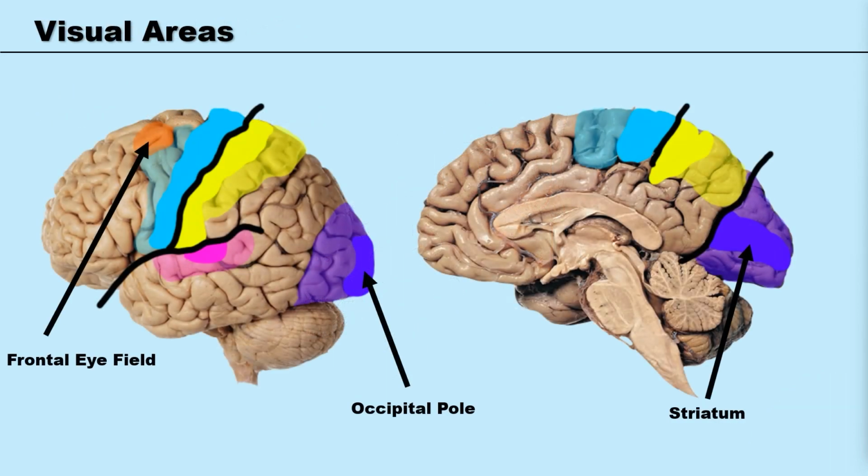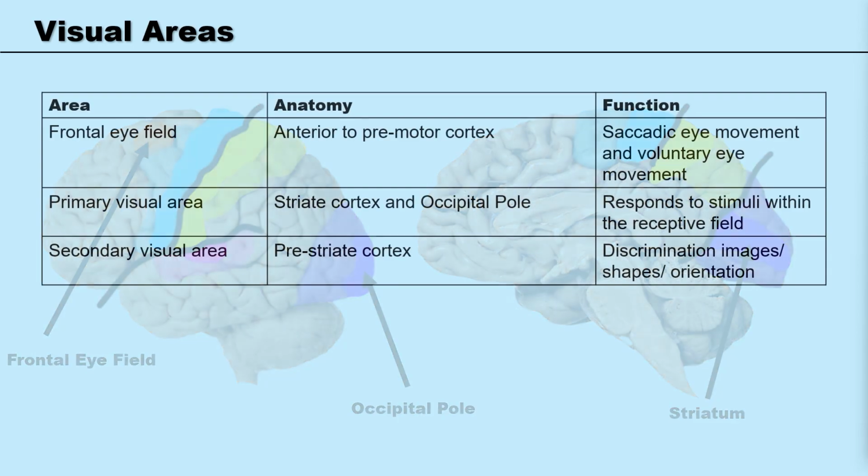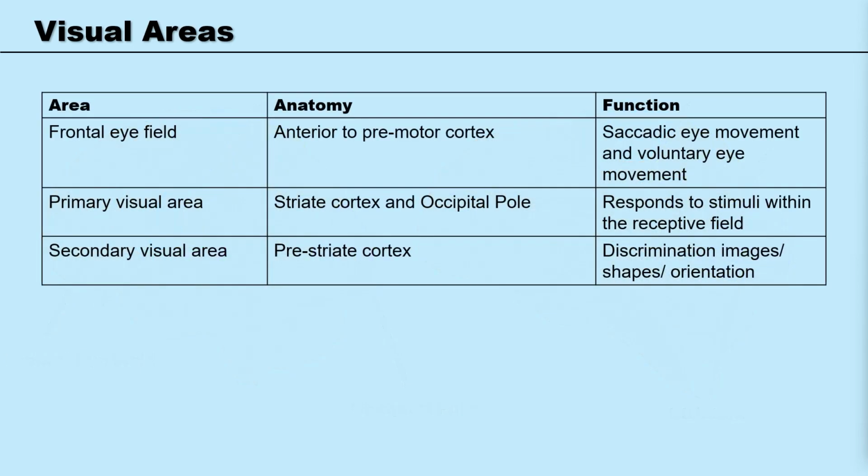The occipital lobe and the frontal eye field in the frontal lobe are our visual projection areas. And if we look at this table, we can see a summary of the roles of these areas, which we've already covered in this video. Pause the video if you wish to recap these, but for now I'm going to move on and discuss the auditory and linguistic functions of the brain.